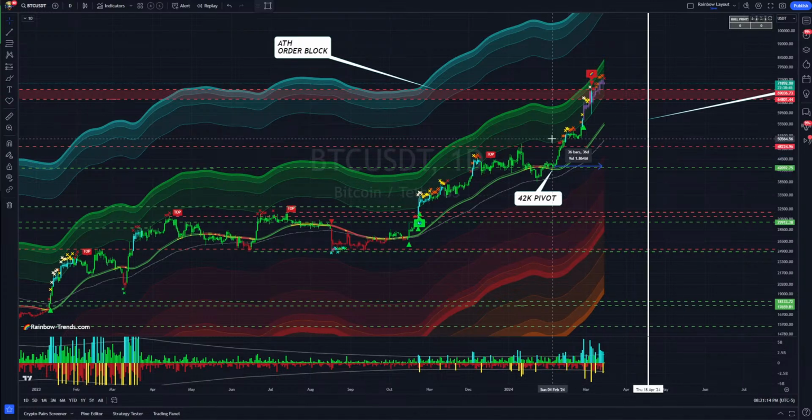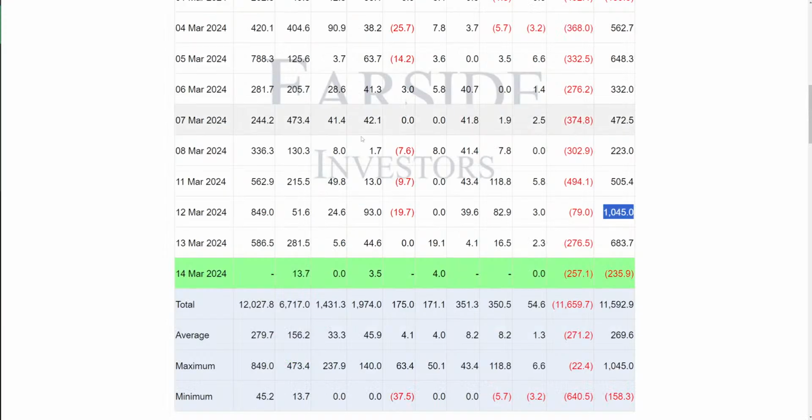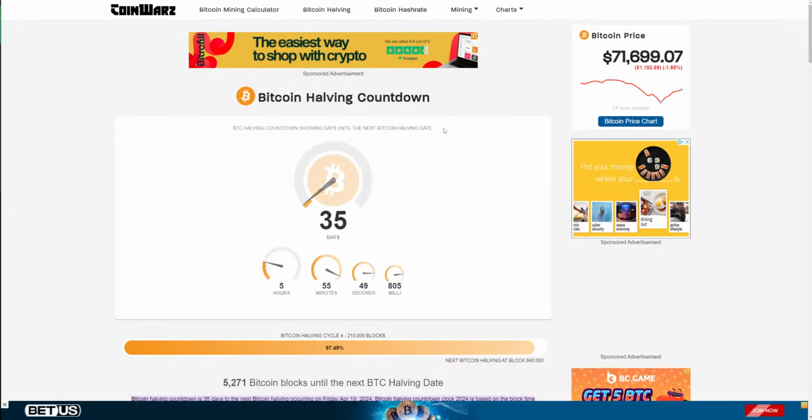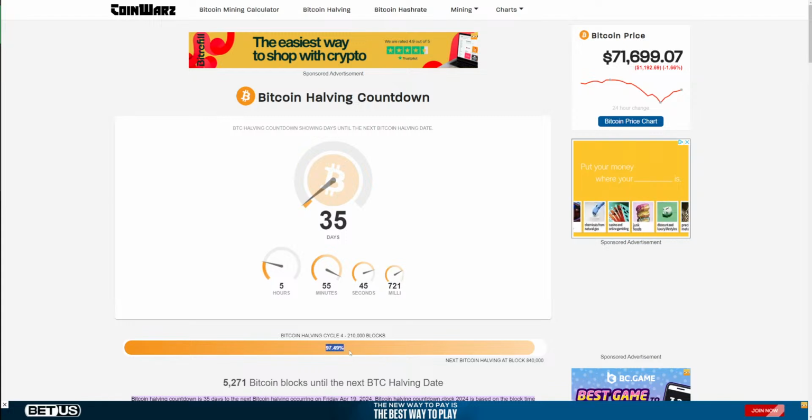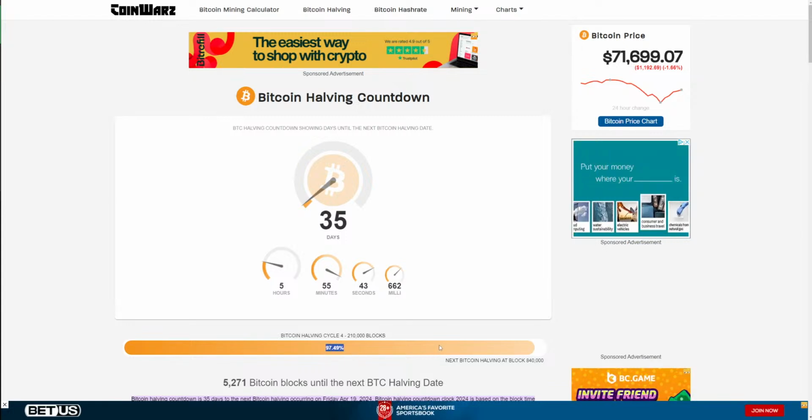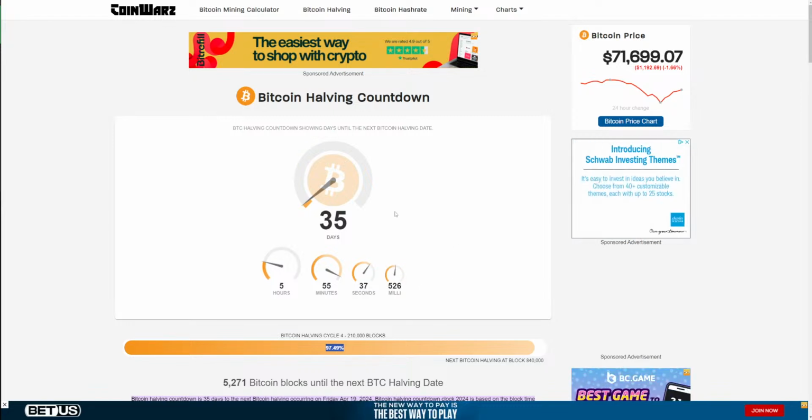So pump your brakes. Now, I'm bullish. Flow is going into Bitcoin. You know, the miners halvening is coming up. It's 35 days. We are 97.49% of the way there. There's no way around it. This is coming. Now, it can go days before, days after. It all depends on how fast the hash rate's going.